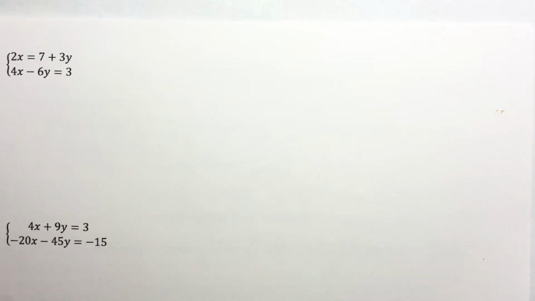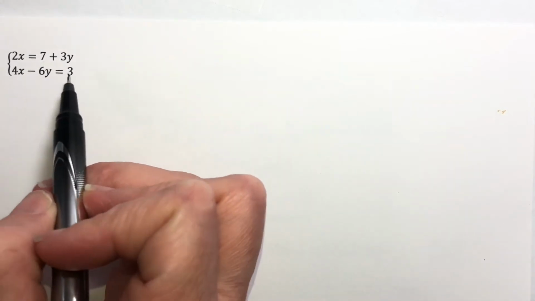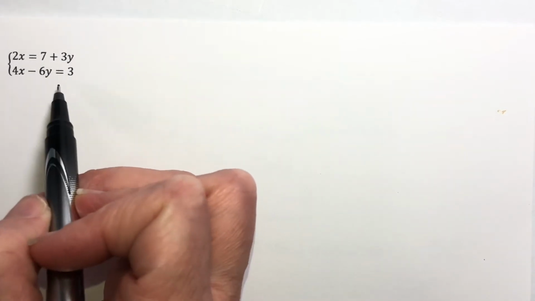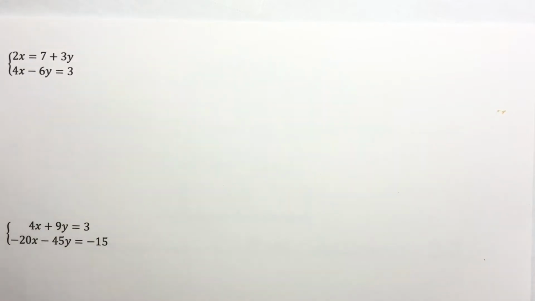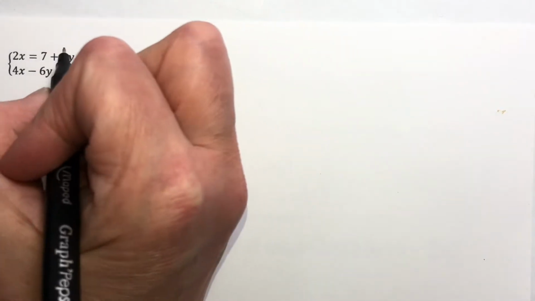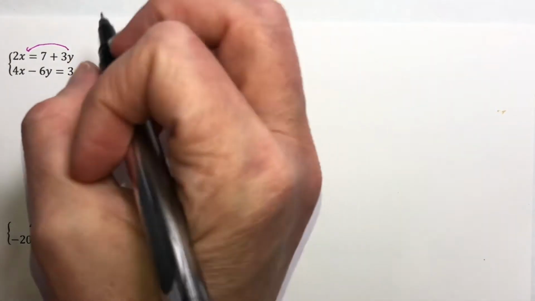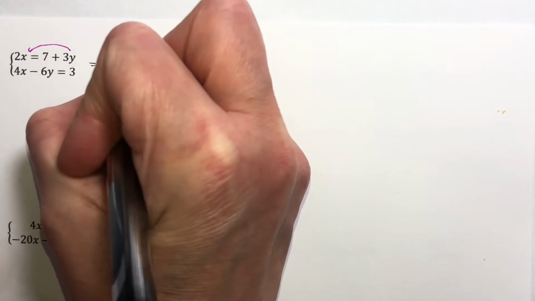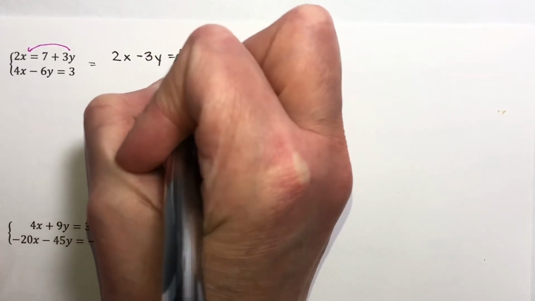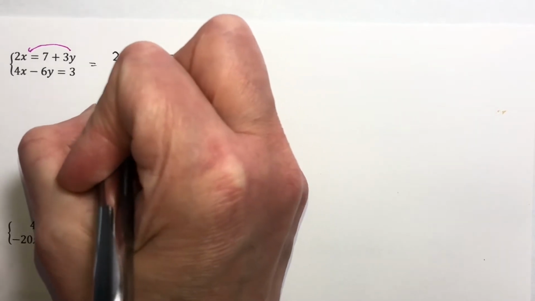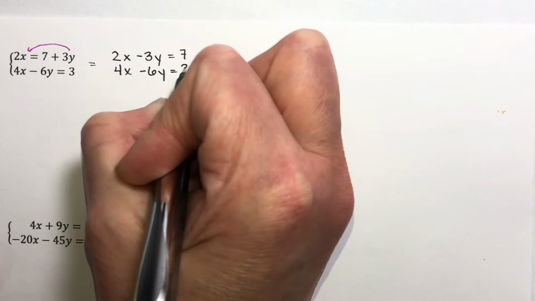This is part 2 of section 6.5. I want to solve this system using Cramer's rule. Well, in order to set up my matrix, I really need my x and my y on the same side. So I'm going to rewrite this first equation by subtracting 3y from both sides. So this system is the same thing as 2x minus 3y is equal to 7, and 4x minus 6y is equal to 3.